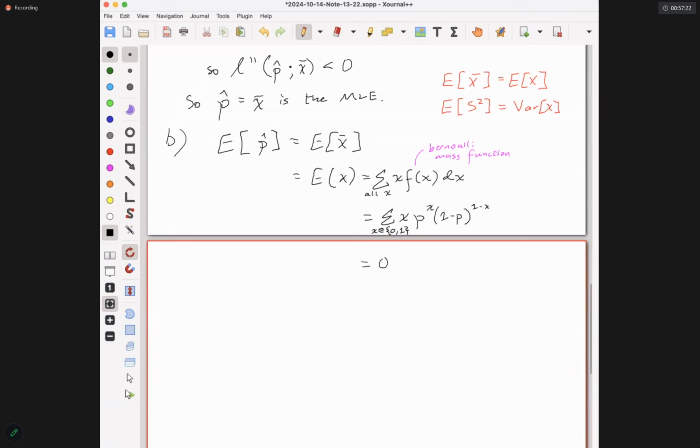So here we have 0 times p to the 0 times 1 minus p to the 1 minus 0, plus 1 times p to the 1 times 1 minus p to the 1 minus 1. And so this whole thing cancels because it's 0. This thing is just equal to 1, and this thing already is 1 here. And so this is just equal to p. So what we've shown is that the expectation of p hat is equal to p.